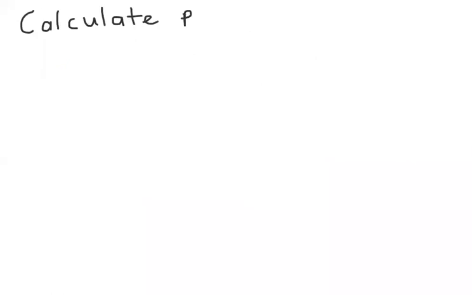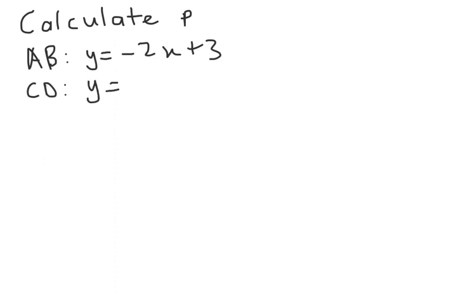So let's just write down the two equations again. We have AB, which is y equals minus 2x plus 3. And we have CD, which is y equals 3x minus 7.